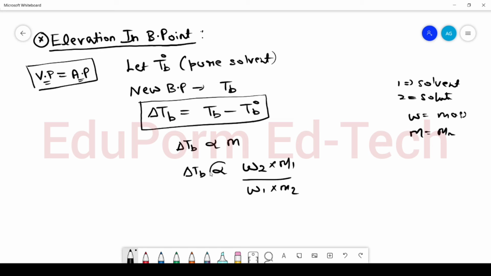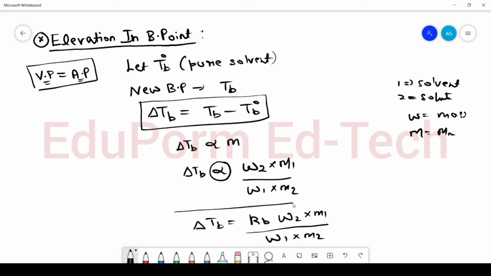If we remove the sign of proportionality, we get a constant which is Kb. So delta TB is equal to Kb W2 multiplied by M1 upon W1 multiplied by M2. This is the formula using which we can calculate any of the following. That means we can calculate W2, W1, M1, M2, as well as delta TB.